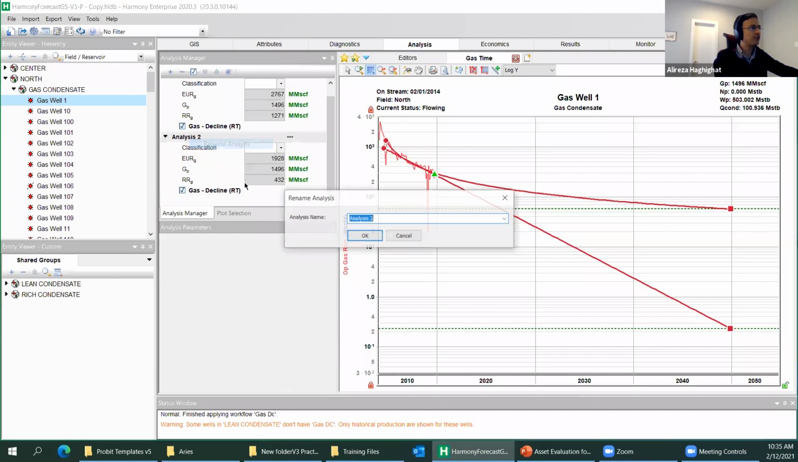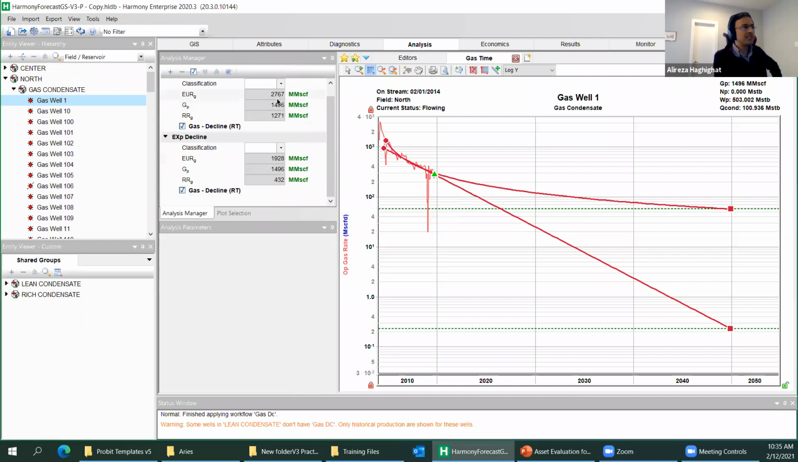And before I move forward, let's rename it to speed decline. One of them is giving you 2.7 BCF of gas. The other is giving you 1.9 BCF of gas. This is the drawback of the decline curve analysis. Which one can you rely more on?